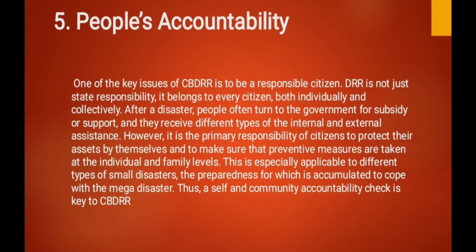Number 5. People's accountability. One of the key issues of CBDRR is to be a responsible citizen. DRR is not just a state responsibility, it belongs to every citizen, both individually and collectively. After a disaster, people often turn to the government for subsidy or support, and they receive different types of internal and external assistance. However, it is the primary responsibility of citizens to protect their assets by themselves and to make sure that preventive measures are taken at the individual and family levels.